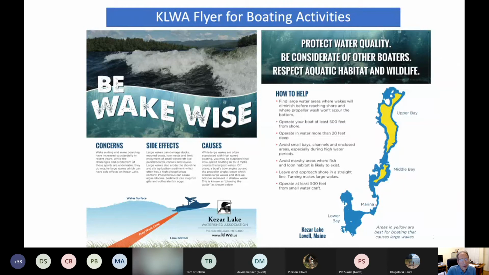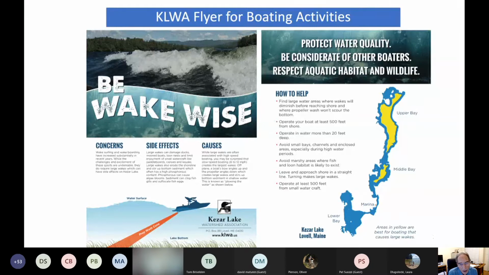Now this is a flyer that we have created that we pass out at the town office where the boats are registered, at the marina, at our lake patrol, and any forum that we have during the course of the summer to educate people. It's a two-sided waterproof flyer. On one side, it shows the concerns and the effects and the causes. And the other side, it shows what the guidelines are.